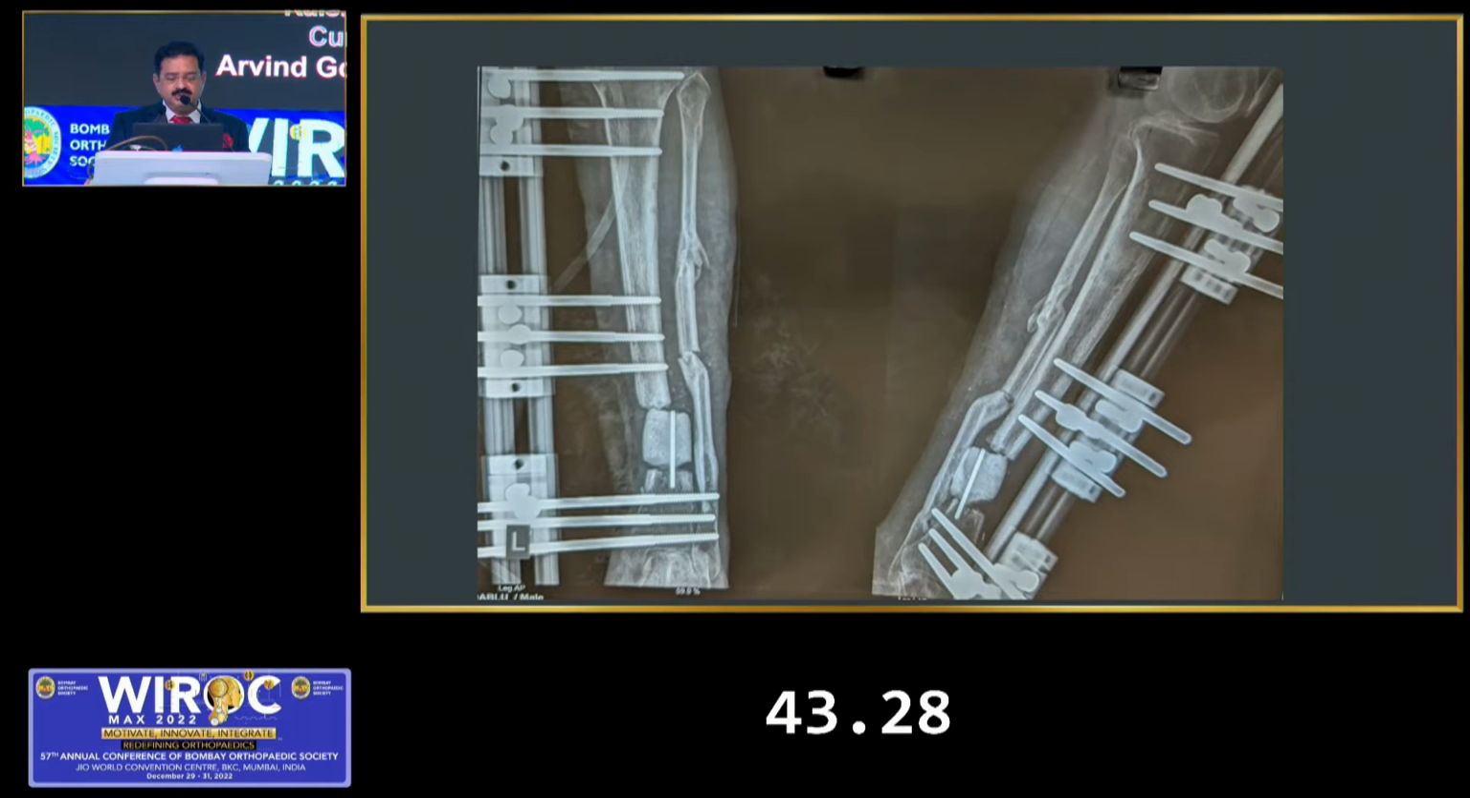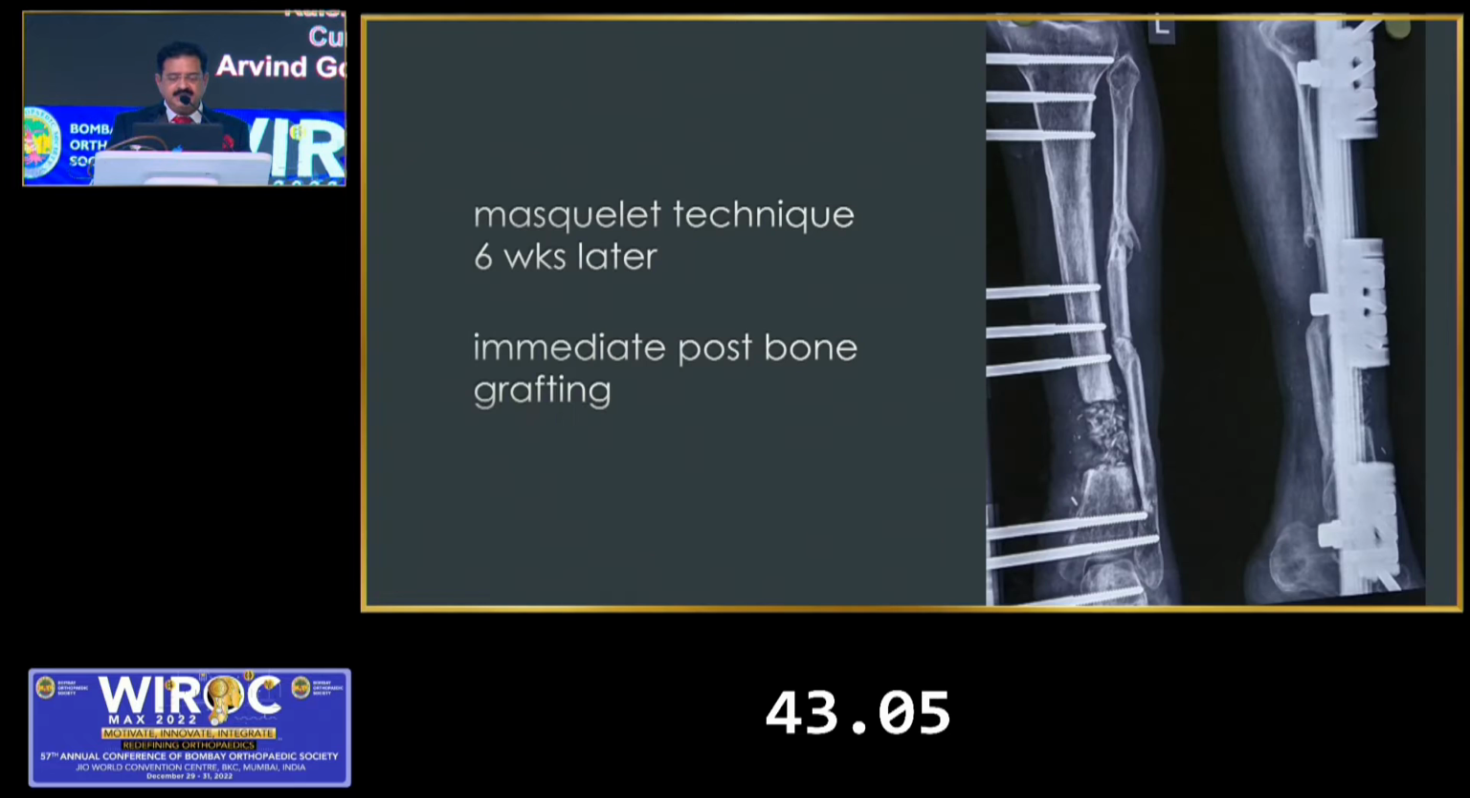The preferable fixator we use is LRS, and with the help of the LRS, we wanted to achieve union or stability. So the cement block was put, antibiotic coated cement along with vancomycin and tobramycin. This cement block helps to get the local infection under control. And after 6 weeks, we went ahead with the bone grafting.